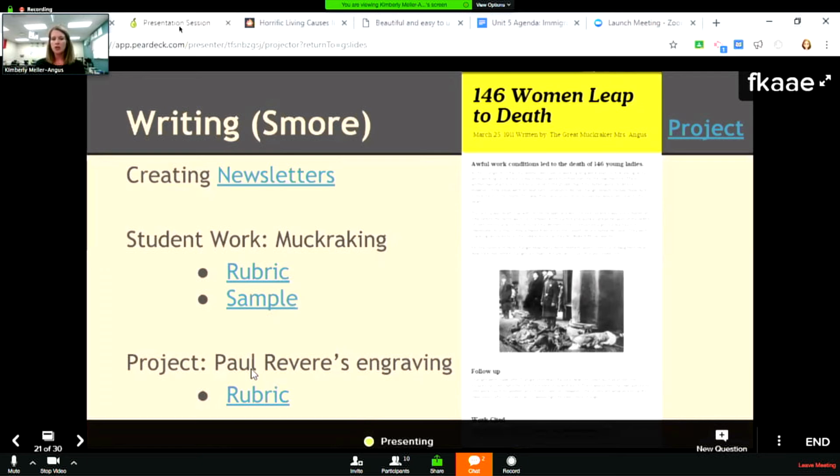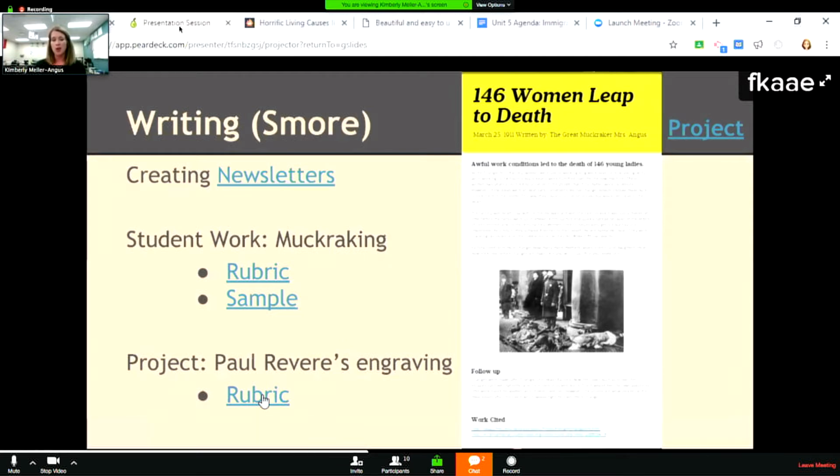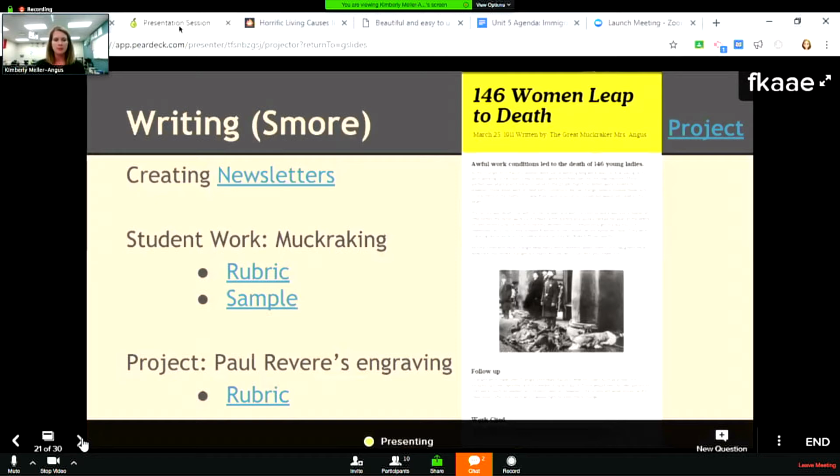I also shared another project idea, Paul Revere's engraving. I did this on Google Doc, and if I was to do this project again, I'd probably use Smore. It was just picking which picture you would use to tell the Paul Revere story. Is it the one where they're all being massacred, the Bostonians, or do you pick one where they're fighting? And the kids really like that project, and I think it would work even better now using this tool.